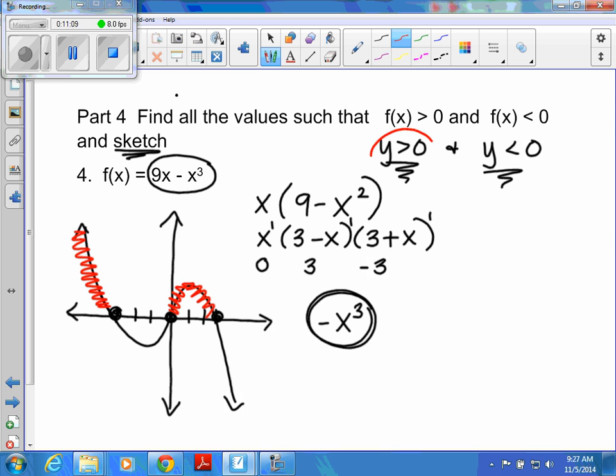That's this one right here. When is my y positive? My y is positive from negative infinity to negative 3, union with 0 to 3.